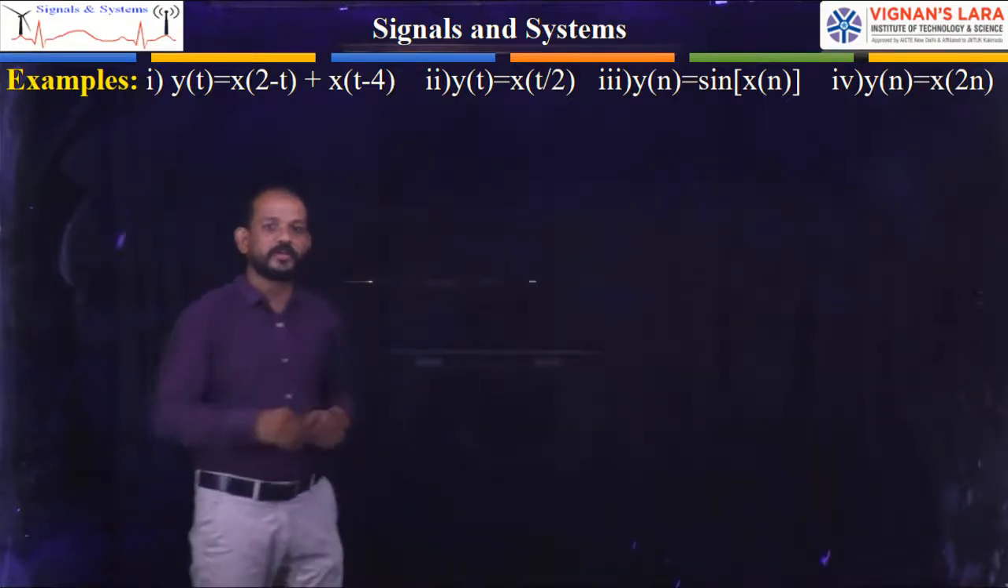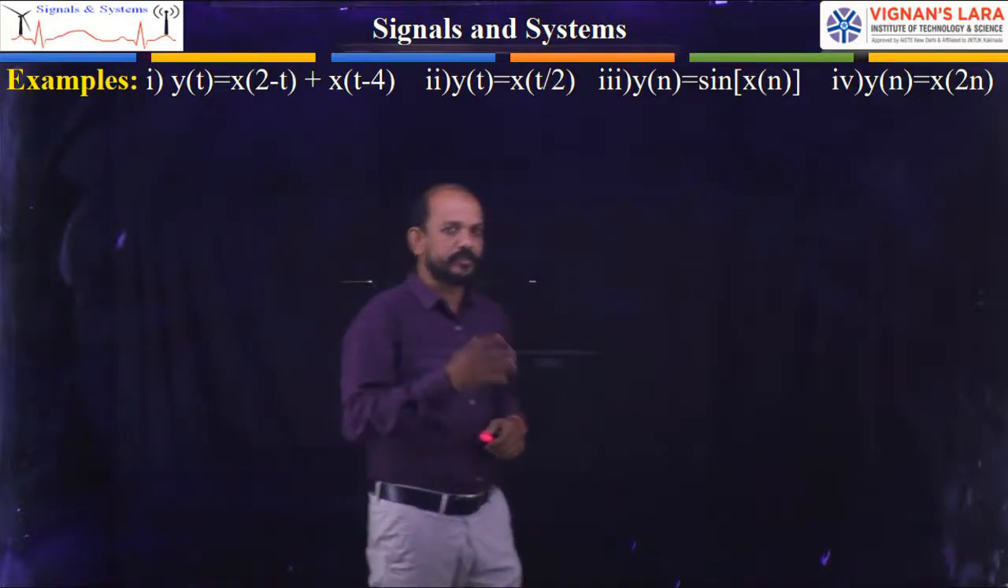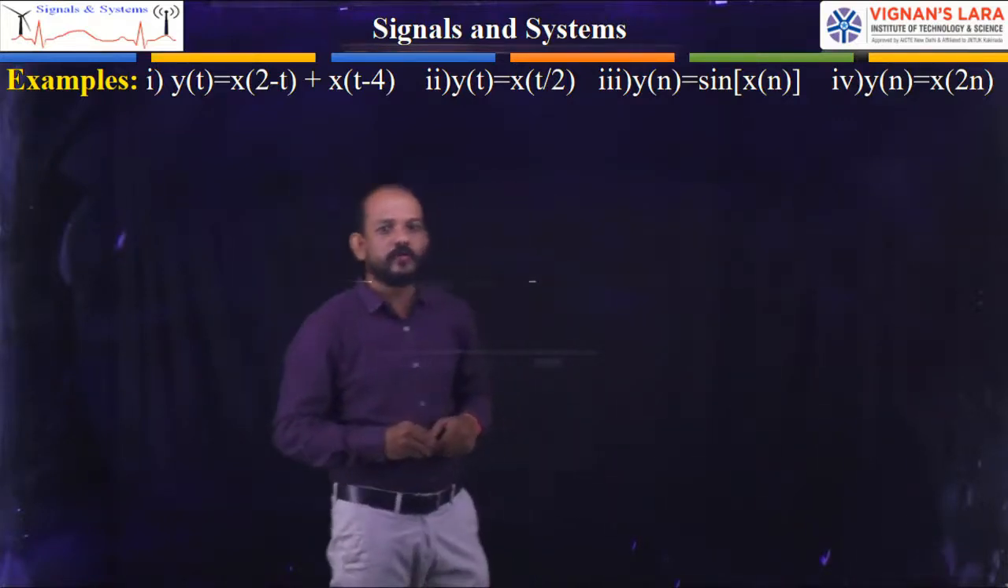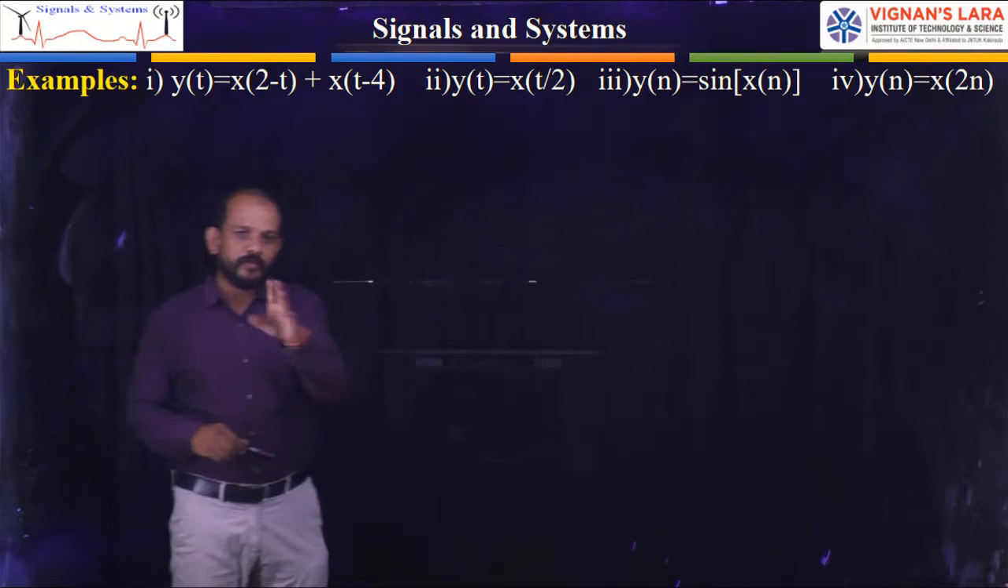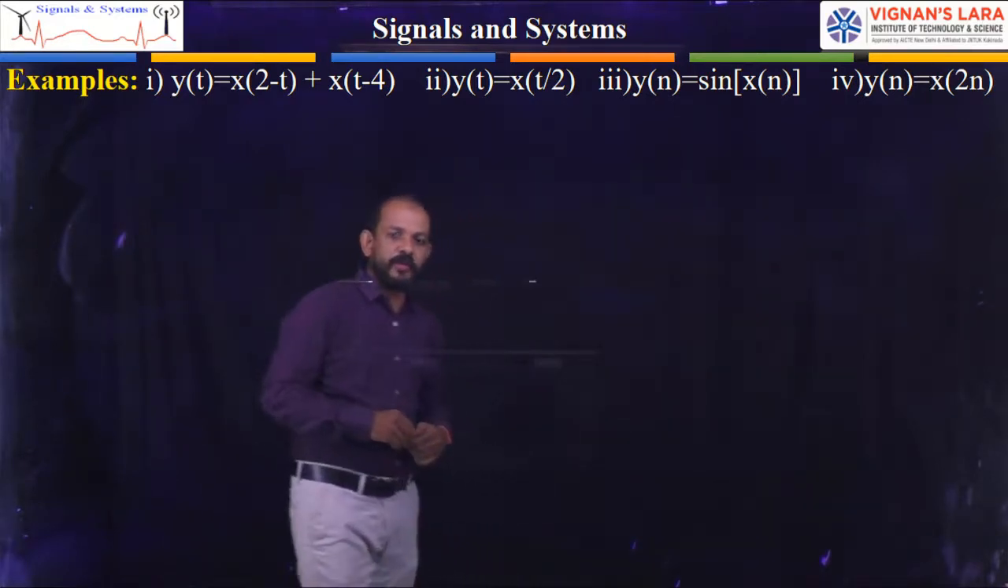y of n equal to sine of x of n. And last one, fourth one is y of n equal to x of 2n. So 2 with respect to continuous and 2 with respect to discrete. So this is for your work.